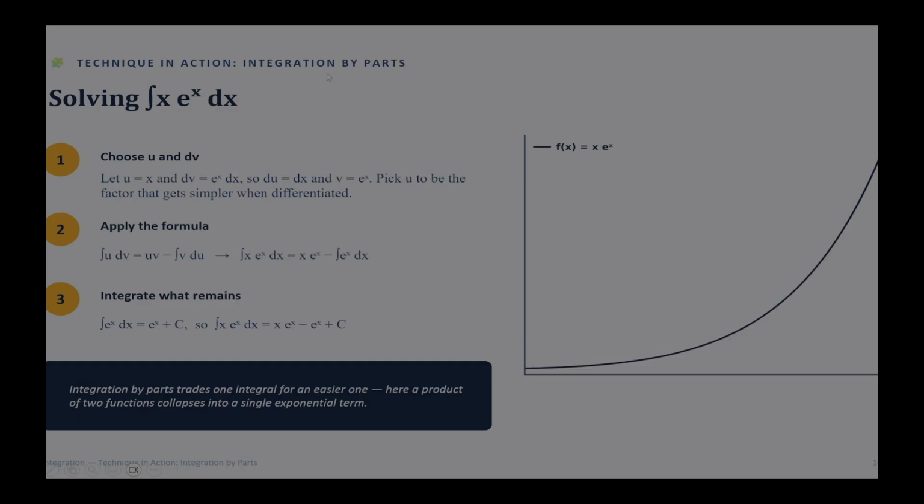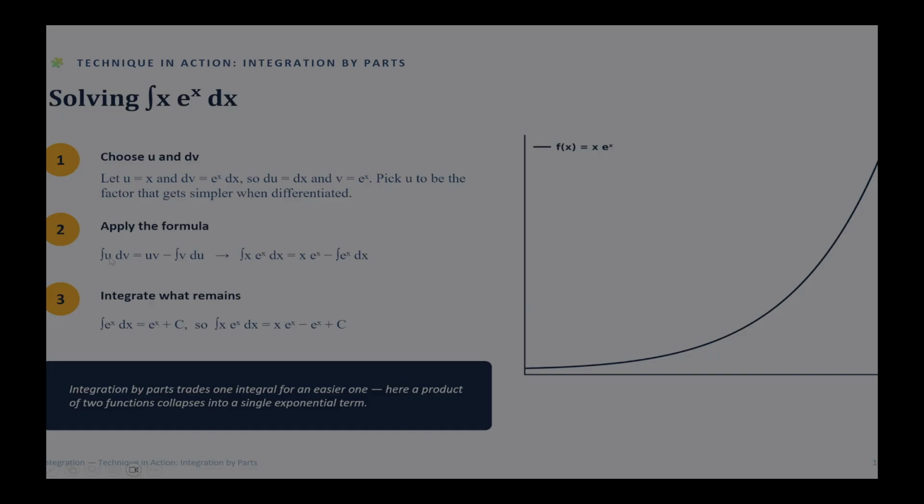Next, the technique in action: integration by parts. We're solving the integral of x times e^x dx. So choose u and dv. Let u equal x and dv equal e^x dx. So du equals dx, and v equals e^x. Make sure you understand that. Pick u to be the factor that gets simpler when differentiated. We have to think about that.